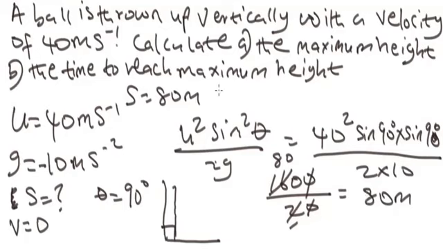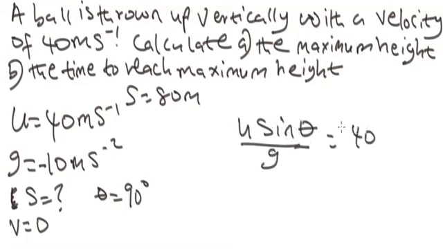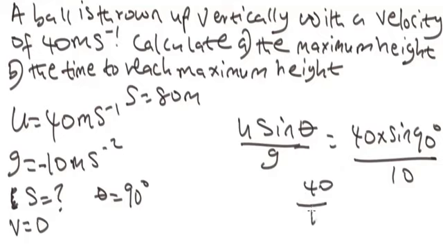Now the same thing is applicable to time to reach maximum height. Let me write this. Time to reach maximum height in projectile is calculated using u sine theta over g. Our u is 40, so 40 times sine 90 degrees over 10. Sine 90 is 1, so we're going to have 40 over 10. So you still get back to 4 seconds. Either one will work for this particular question. This is basically how you can apply the equations of motion to problems involving motion and solve them.